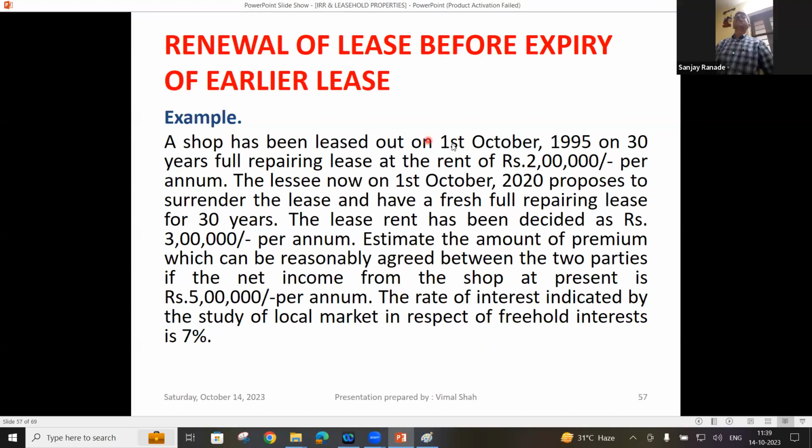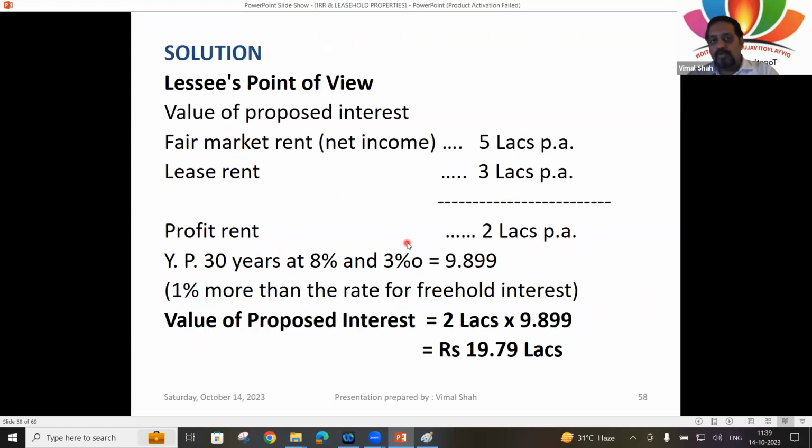The shop had been leased out on 1st October 1995 for 30 years. Right? It started in 1995 and it was for 30 years. Now in 2020, they want to renew the lease. Actually, the lease would have continued up to 2025. But 5 years before, they want to terminate and agree to a new lease. Previously, the rent was only 2 lakh per annum. Now, the new rental is decided at 3 lakh per annum, and the market rent is 5 lakh per annum. So, how will we consider this?